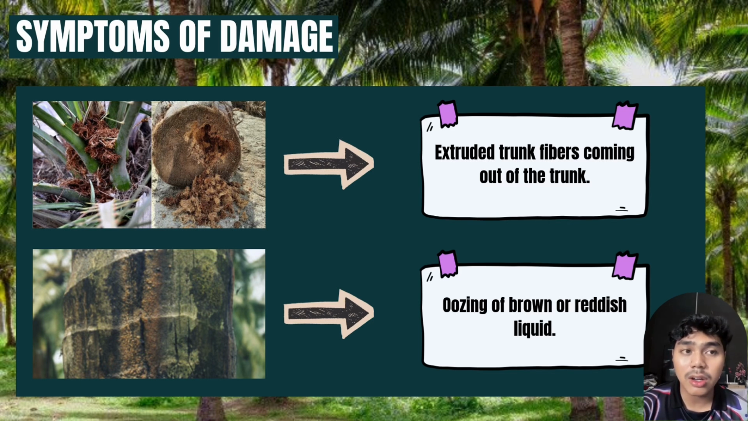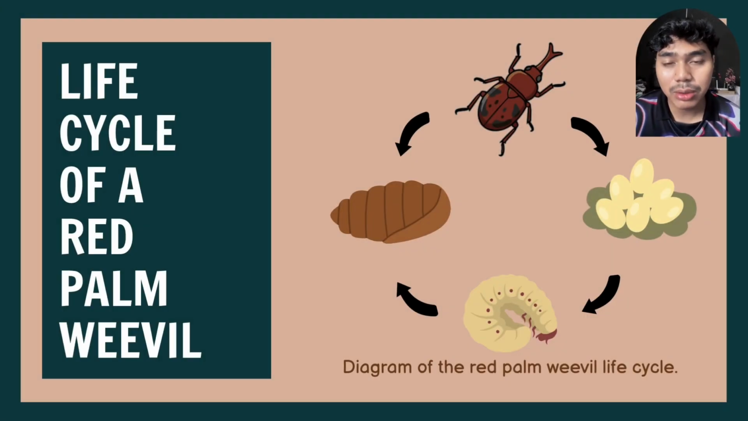Next is oozing of brown or reddish liquid. Plant fluid mixed with larva remains or sap due to internal damage. This indicates that the material in the stem has been damaged. Now, we will jump into the life cycle of the red palm weevil. So, let's go through it one by one.